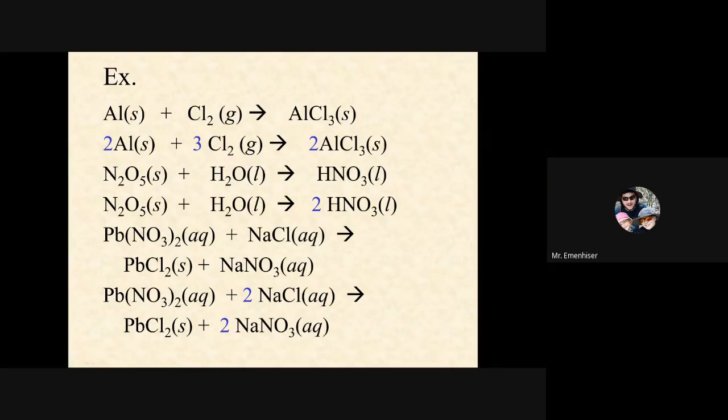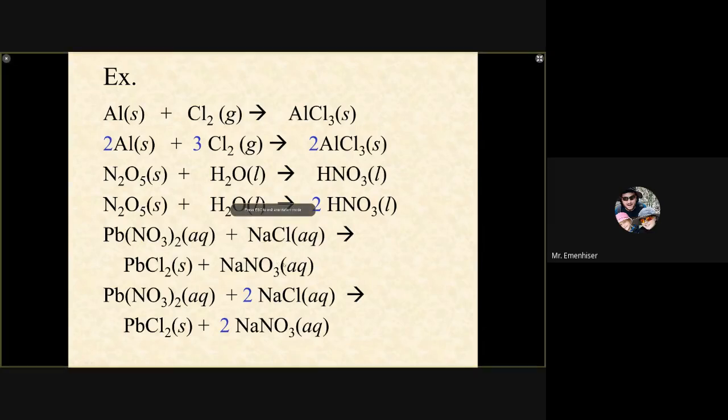We take lead nitrate, which is soluble. All nitrates are soluble, so it's soluble. Sodium chloride is soluble because of the sodium. When you mix those together, they flip-flop. The lead goes with the chlorine to make lead chloride. Now the numbers change because it needs to be charge balanced. So that's why it's lead with 2 chlorines. It's because it's a +2 lead. So you need 2 chlorines to balance that charge.